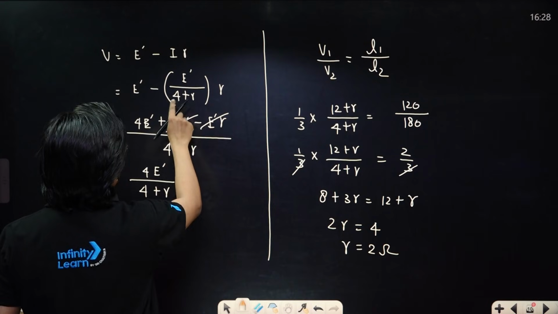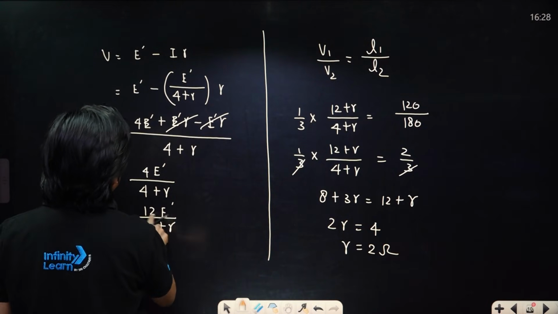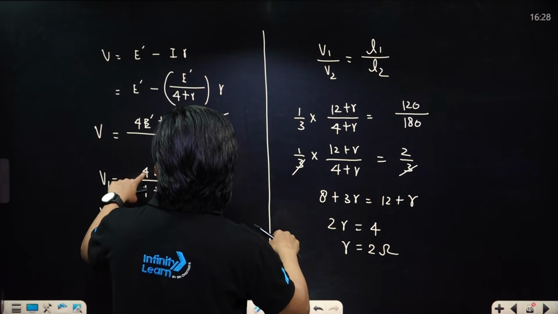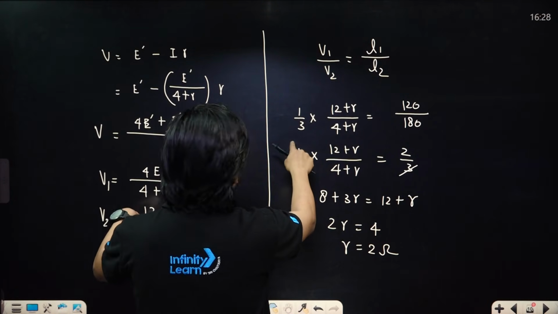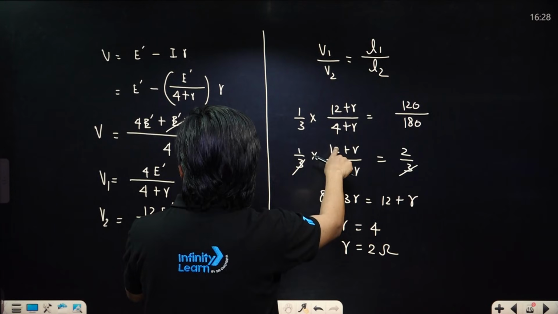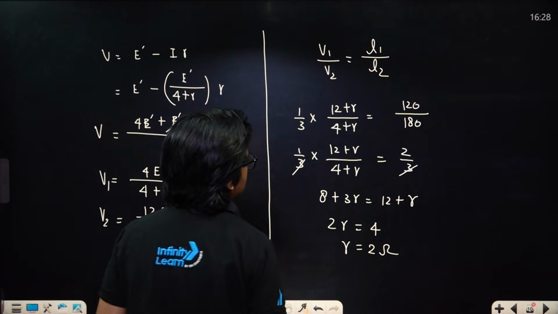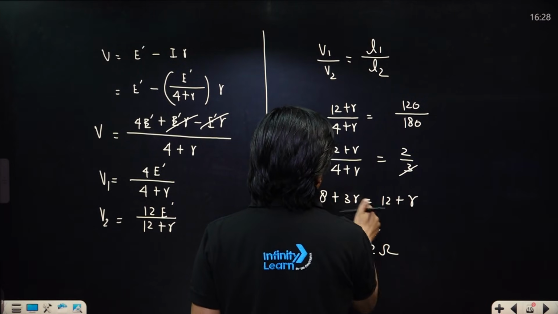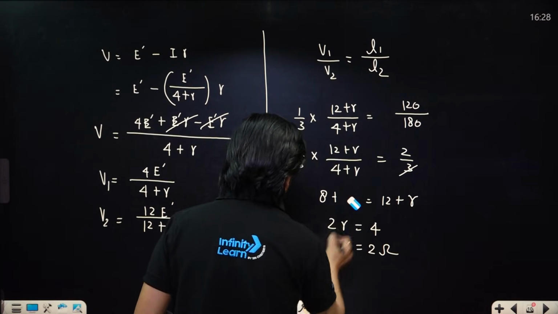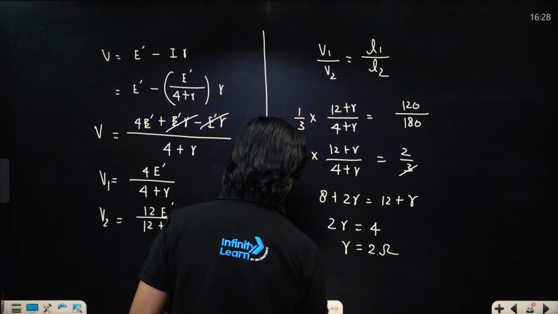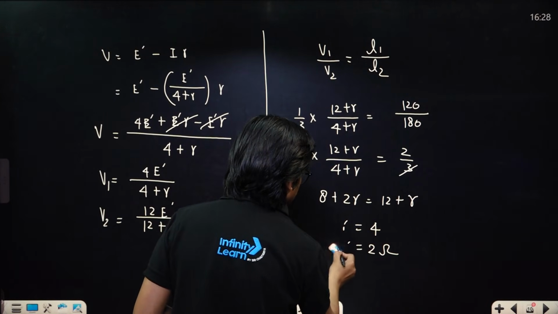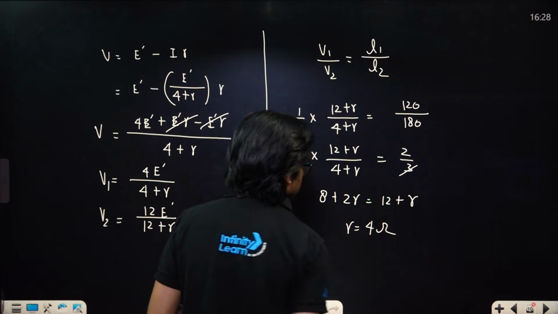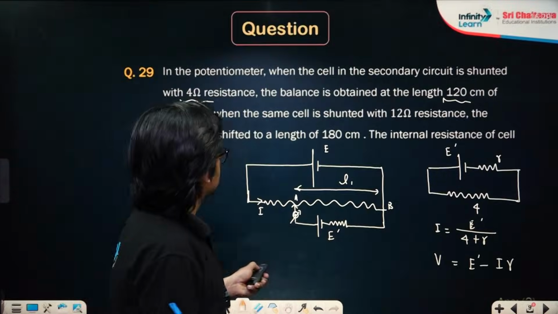So when I take 12R, then you will get 12 into E dash divided by 12 plus R. This is correct. 1 by 3. E dash cancelled out, you will have 1 by 3, then you will have 12 plus R divided by 4 plus R, and it is equal to 120 by 180, 2 by 3. 3 cancelled out, then 2, 8. Here it is 2R, not 3R. 2R. Now you can write this R is equal to 4 ohm. So this is how you can find out the internal resistance.